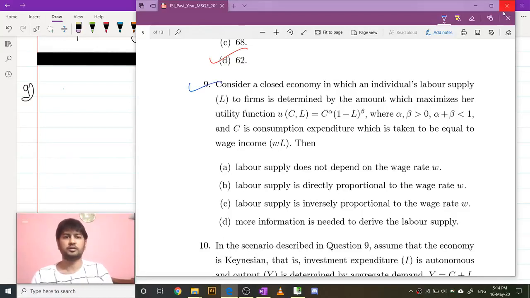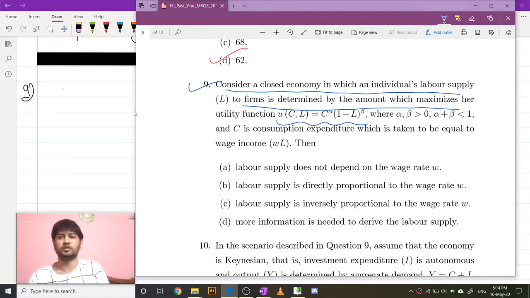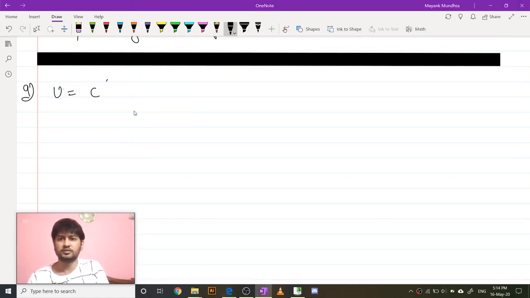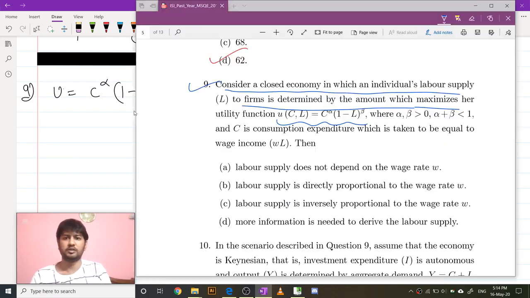Let's look at question number 9. Consider a closed economy in which an individual's labor supply to firms is determined by the amount which maximizes her utility function. Utility equals C to the power alpha times 1 minus L to the power beta. Let me just write it down. Utility equals C to the power alpha and 1 minus L, which is basically the amount of leisure, to the power beta.